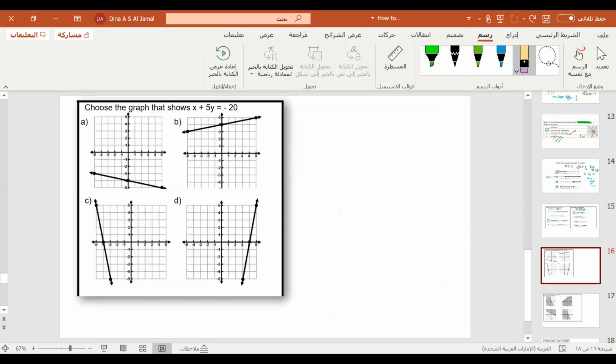Now let's go to this question. Choose the graph that shows x plus 5y equal to -20. Whenever you are given this question, my best advice for you is that find your x-intercept and your y-intercept.